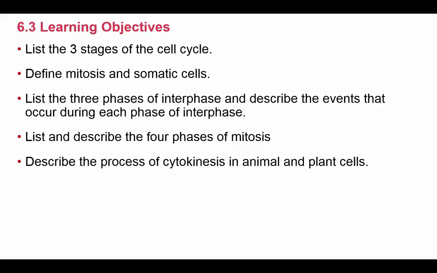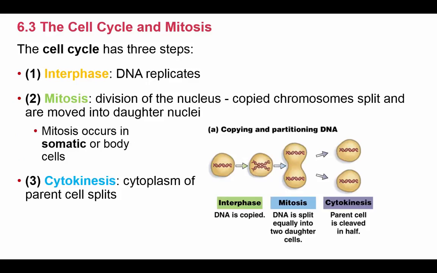We're going to define mitosis and somatic cells. We're going to list the phases of interphase and describe the events, list and describe the phases of mitosis, and describe the process of cytokinesis. So as far as the cell cycle is concerned, the cell cycle is going to take place in 3 basic steps. First step is known as interphase, second mitosis, and the third cytokinesis.